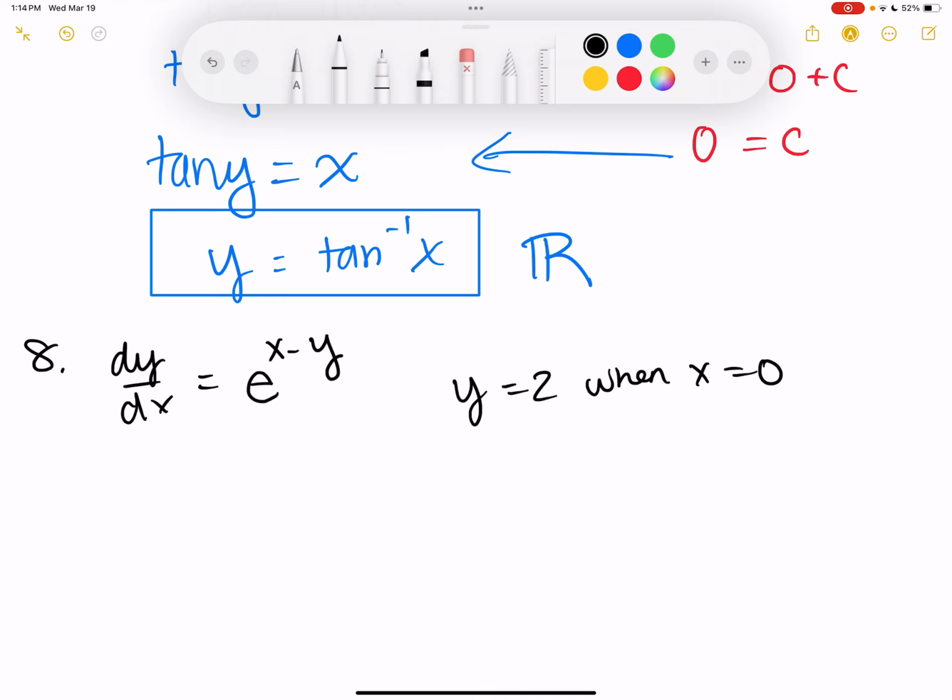Any ideas? Can we separate it? Should we separate it? How? e to the x, e to the negative y. You didn't say times. For all we know, you could mean minus or something. I would have said minus, or something. You didn't say times, so, you know. Now what?